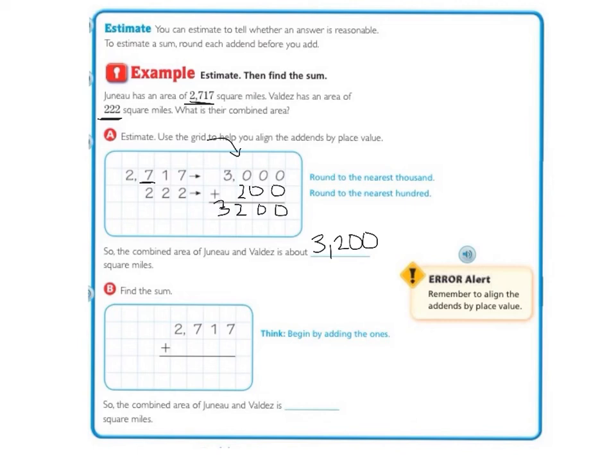Now let's add the real numbers together and see if we get something close. So I have the first number, 2,717, and then I'm going to line up my second number, 222, by place value, and add. 7 plus 2 is 9, nothing to carry over. 2 plus 1 is 3. 7 plus 2 is 9, and drop down the 2. So I have 2,939.